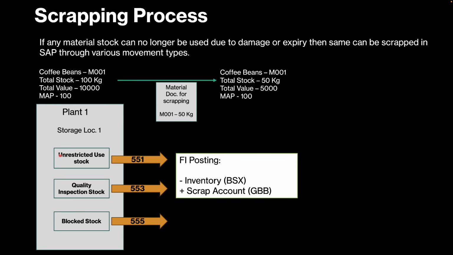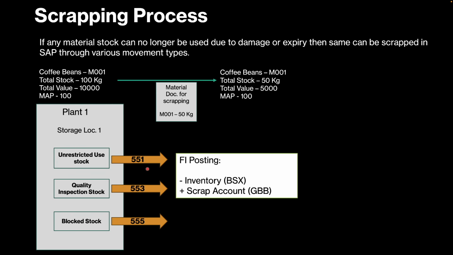And you can see here, this material can lie under any of these three stock types, that is unrestricted use stock, quality inspection stock and blocked stock. For each of these stock types, you have specific movement types to post this scrapping process. So for unrestricted use stock, the movement type is 551. For quality inspection stock, the movement type is 553. And for blocked stock, the movement type is 555.